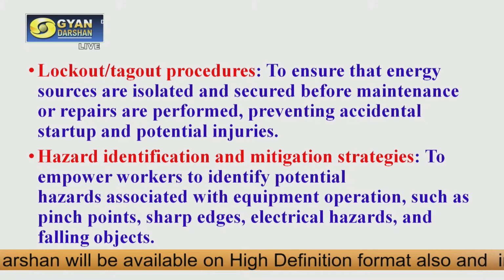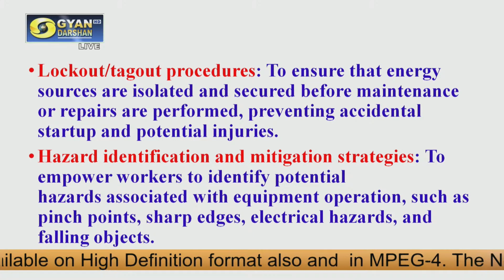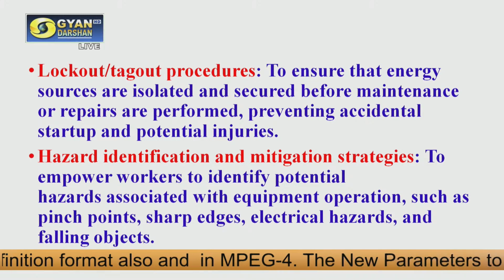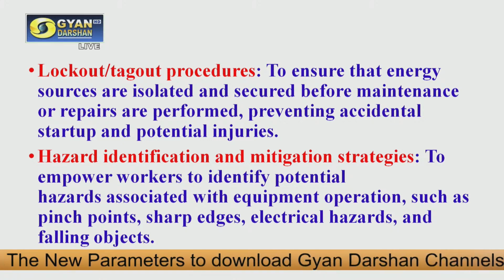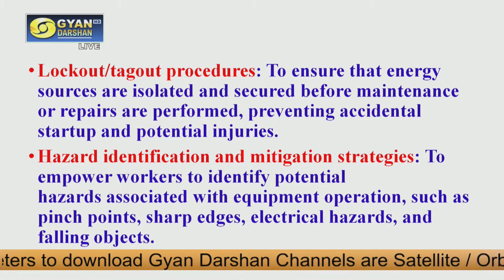So here we are ensuring that energy sources are isolated and secured before maintenance or repairs are performed. Because generally lockout and tagout is done when machinery requires some maintenance and repairs. At that time, we should follow the proper procedure for lockout and tagout, so that there is no chance of accidental transfer of energy, meaning some accident, because the workers are not aware that this equipment or machinery is under maintenance or repair and should not be used. So that is the purpose.